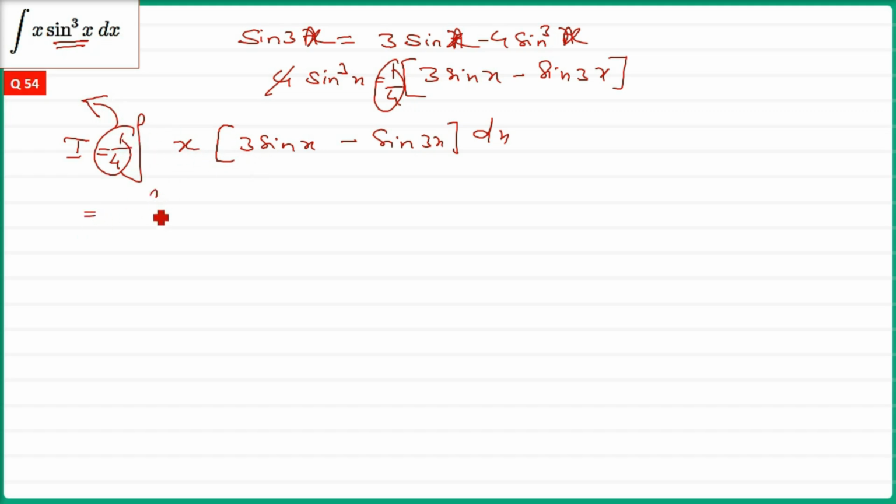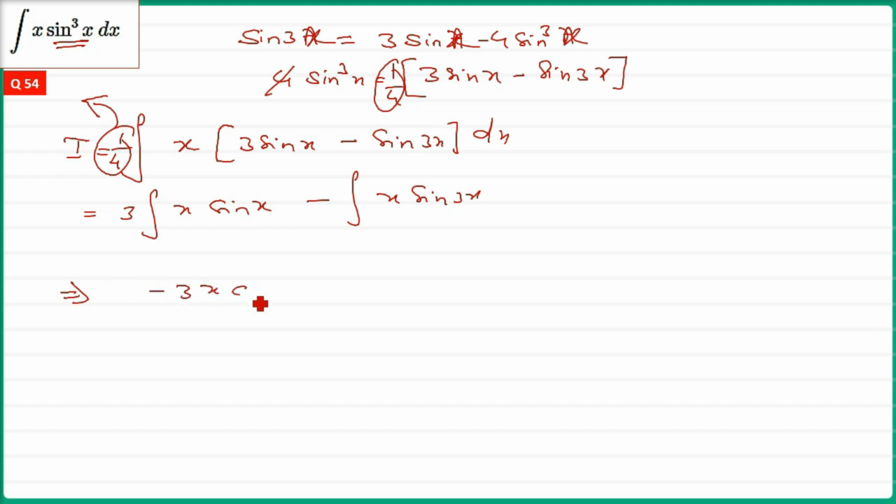But we are getting two terms here. X into 3 sin x, so 3 I am taking outside, x sin x has to be integrated, and then x sin 3x has to be integrated separately. Now this question is exactly similar to the previous question we have done. Do you want me to do it, or you can do it by yourself, because it's just the 53rd question of the previous question, because the question numbers may vary in different editions.